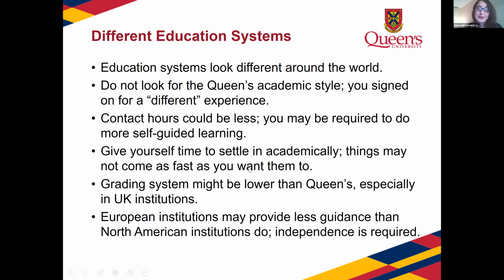Now, I was talking about differences in grading. Let's get into some of these academic differences. Education systems look really different around the world. When I was an undergraduate student, I studied in Ghana and I studied in Scotland. And of course, I earned my undergraduate degree here in Canada.